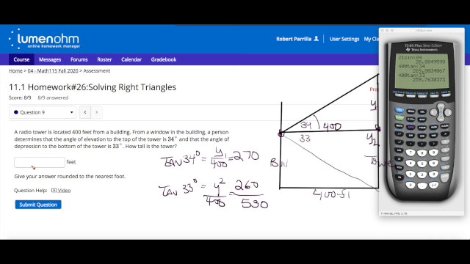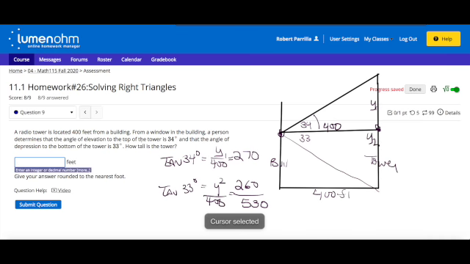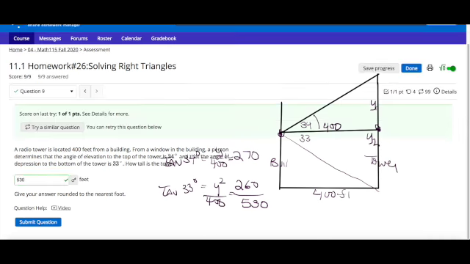Let's see if it takes it though. All right, so let's try it out. 530, and it took it. Great news. So remember this one. This is the only really hard one here. Otherwise, you should be okay.